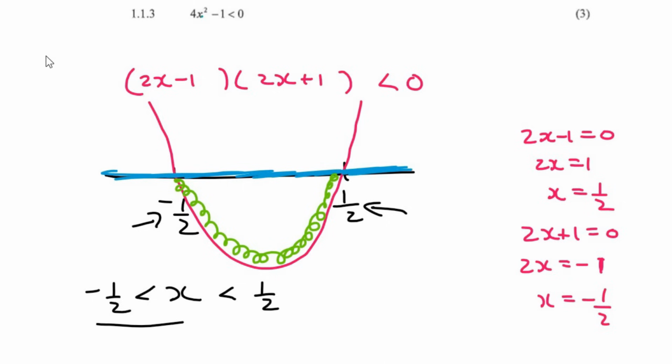If you answer this in a different method, you might use interval notation. Then you would say x is an element going from -1/2 up to +1/2. I'm using round brackets, not square brackets, because I'm not including those values.